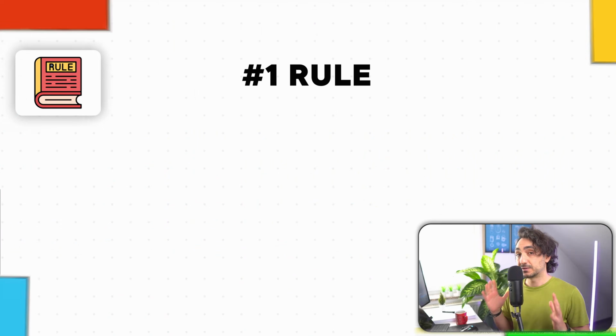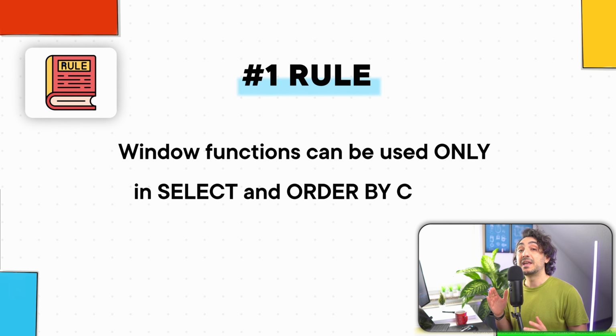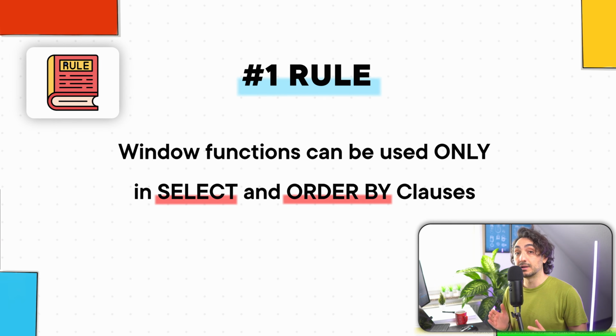Okay guys, now we're going to understand the rules, or let's say the limitations, of window functions. So let's learn what you are not allowed to do while using window functions. Okay, so the first rule is that you are allowed to use the window function only in the select clause and as well in the order by clause.